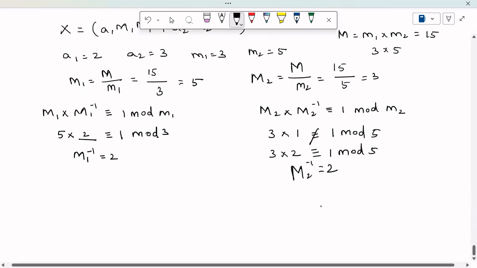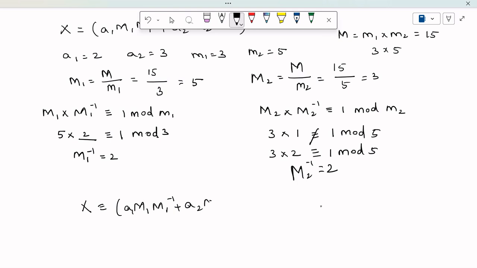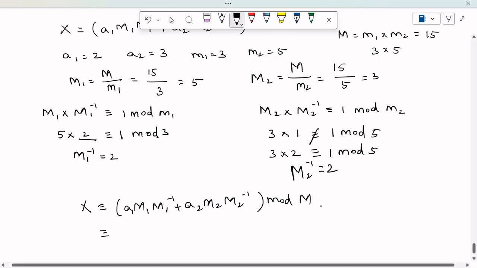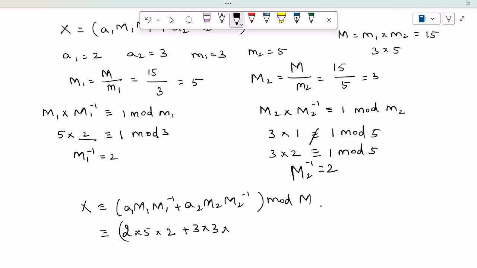So now we can compute X congruent to A1 M1 inverse plus A2 M2 inverse mod M. What is A1? 2. Capital M1 is 5. M1 inverse is 2. Plus, what is A2? 3. Capital M2 is 3. M2 inverse is 2. Mod capital M is 15.